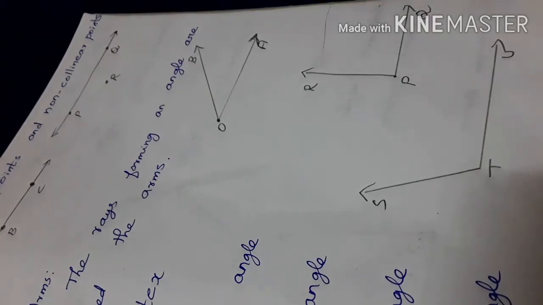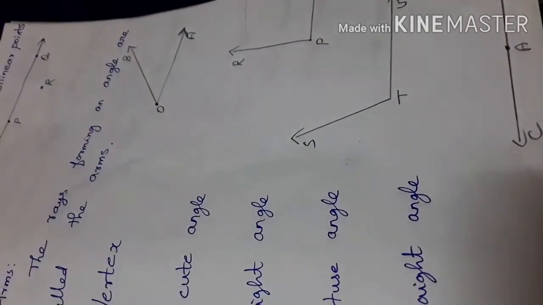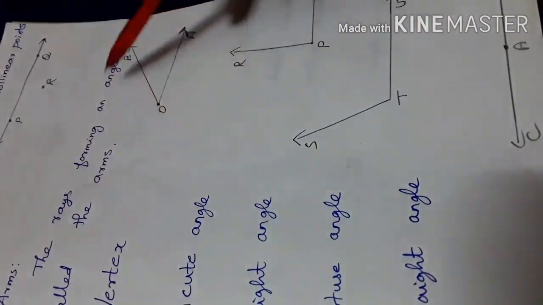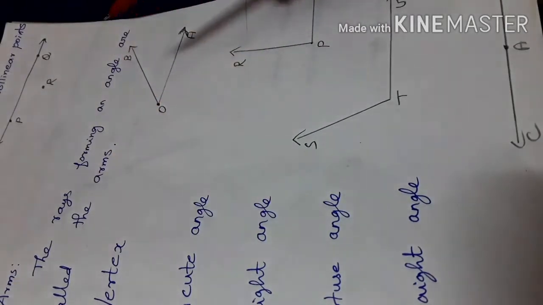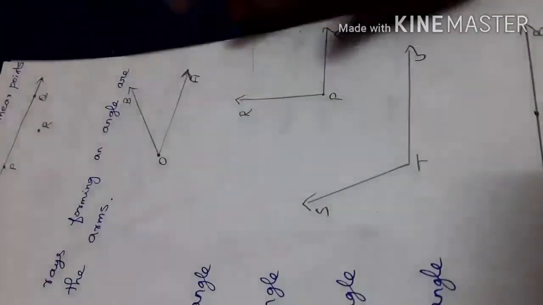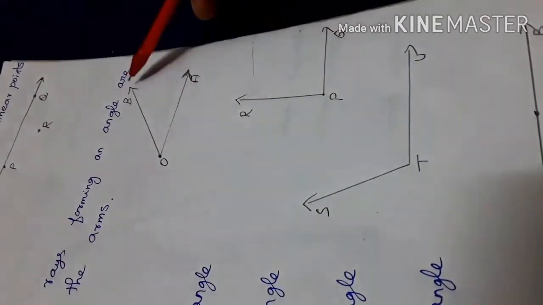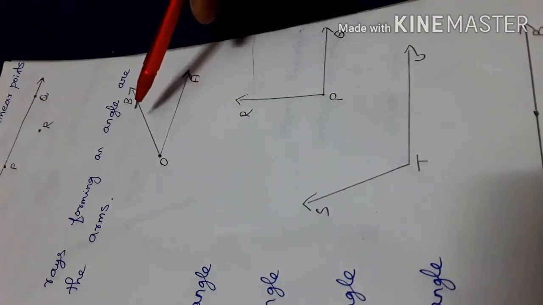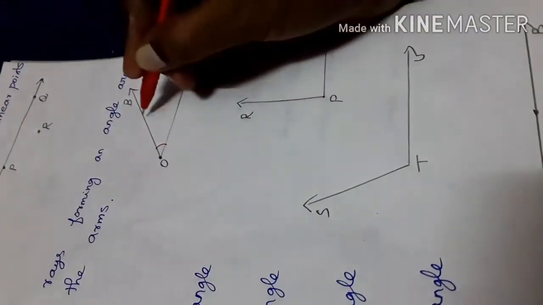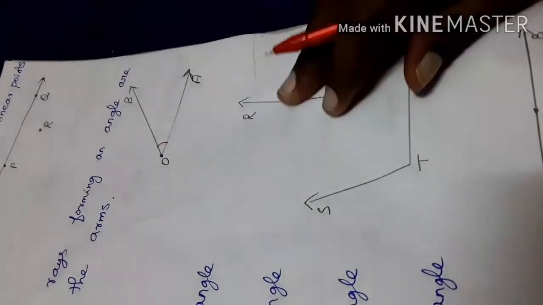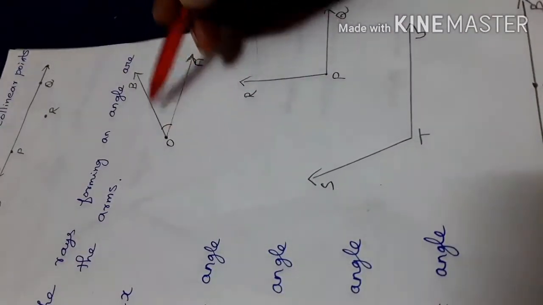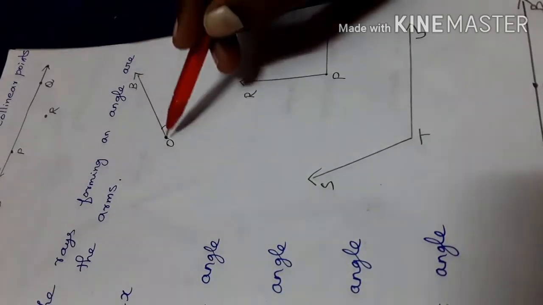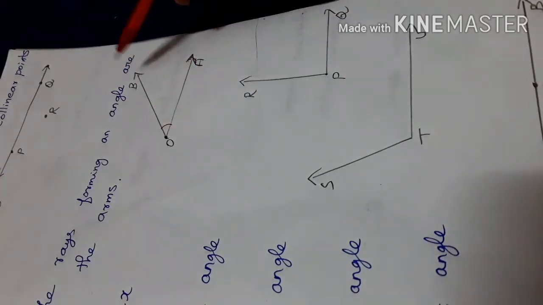Next, arms. So what are arms? We know that we have arms. In geometry, what are arms? The rays forming an angle are called the arms. We know that a ray has a starting point but no ending point. The two rays forming an angle are called arms. So OB is one of the arms. OA is one of the arms. OA is one arm, OB is another arm.